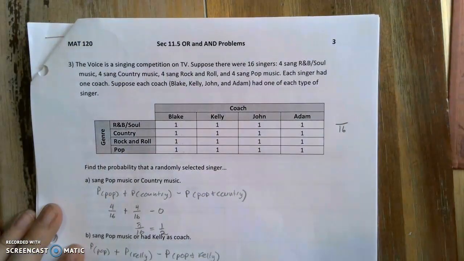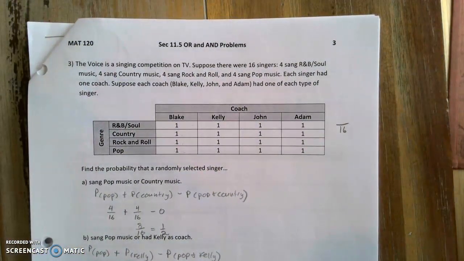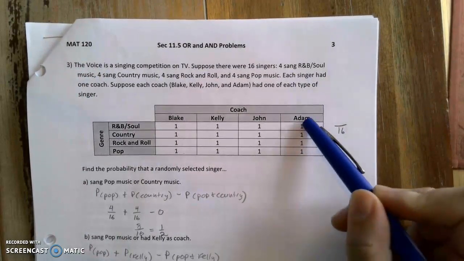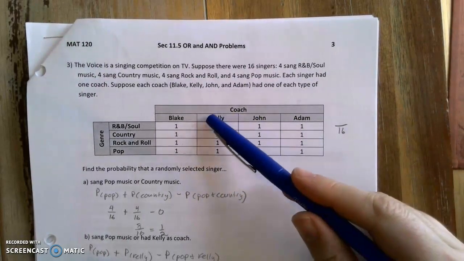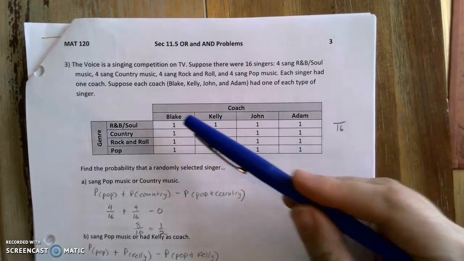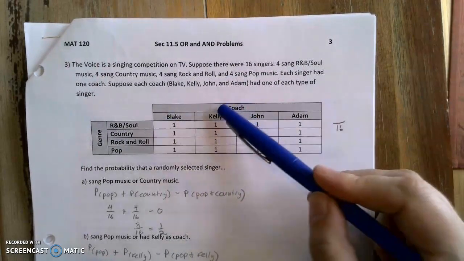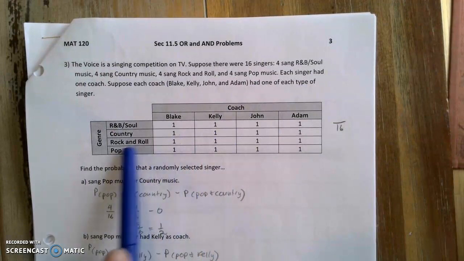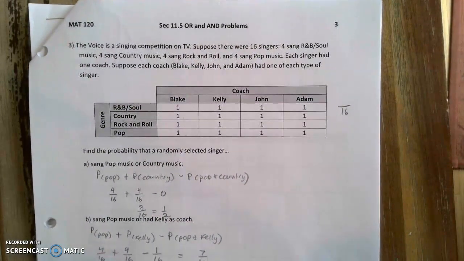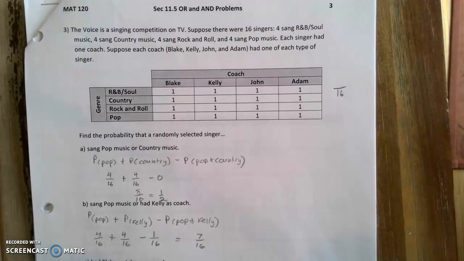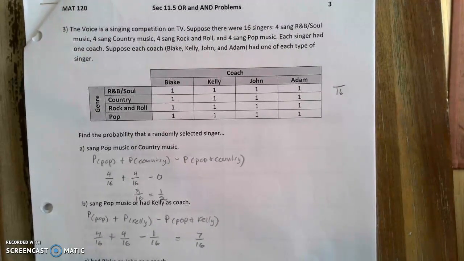Next we're going to think about this TV show called The Voice. I'll let you read the setup here. Notice there's 16 singers. Adam has 4, John has 4, Kelly has 4, Blake has 4. Now Blake has one of each type of singer, and the same for the rest of them. We want to find the probability that a randomly selected singer sang pop music or country music.